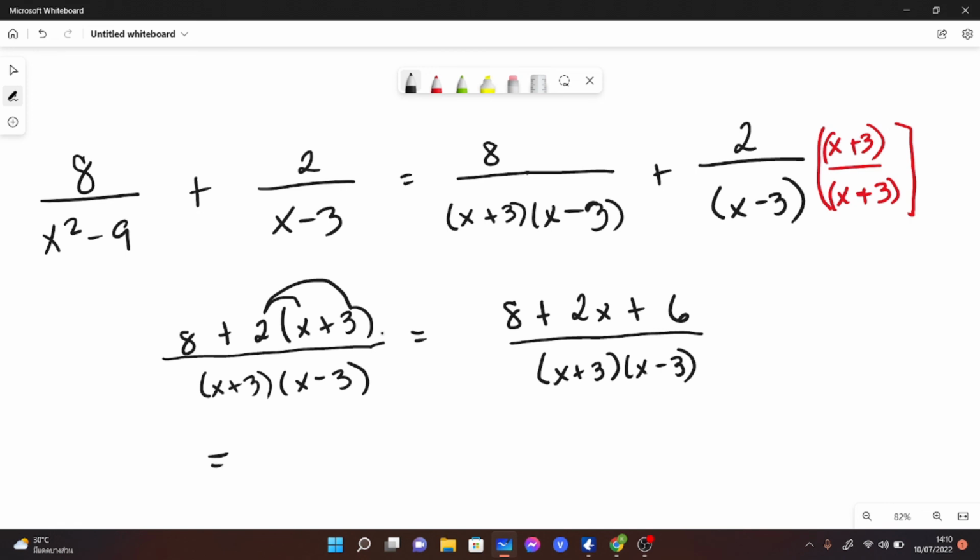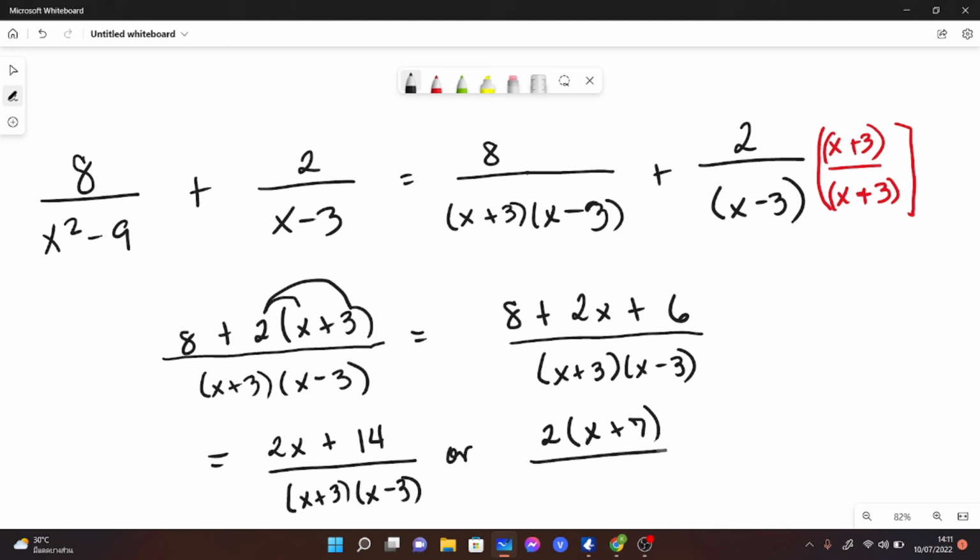So our final answer, we have 2x plus 8 plus 6 is 14 over x plus 3 times quantity x minus 3. Or you can factor it if you want. We have 2 times x plus 7 all over x plus 3 times quantity x minus 3. And that's our final answer.